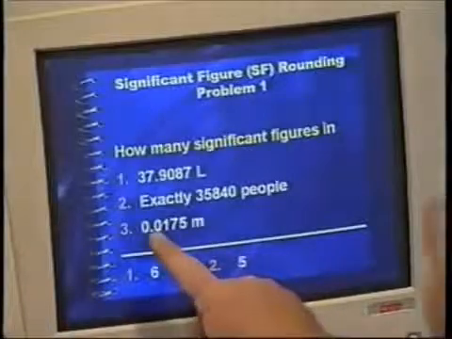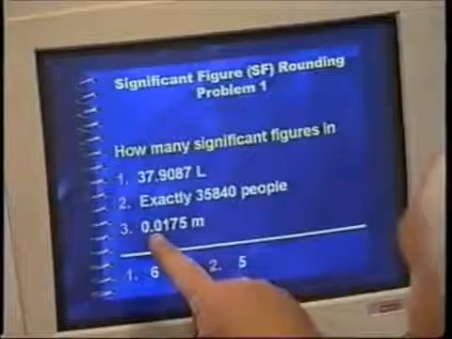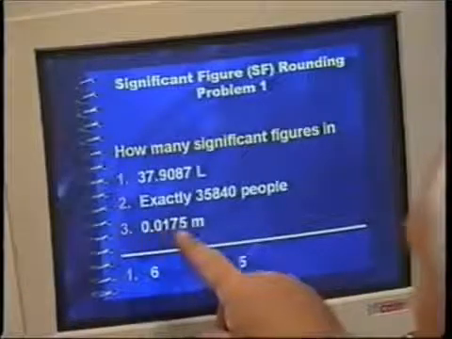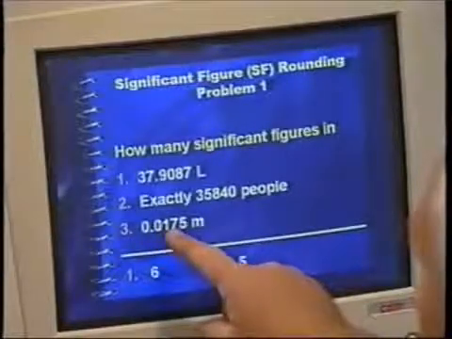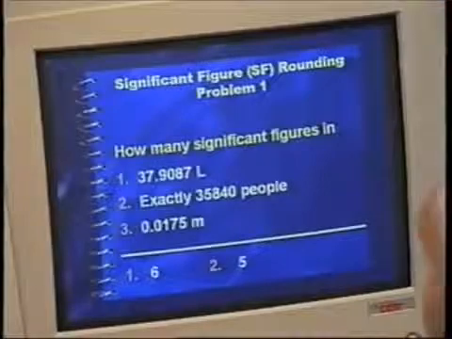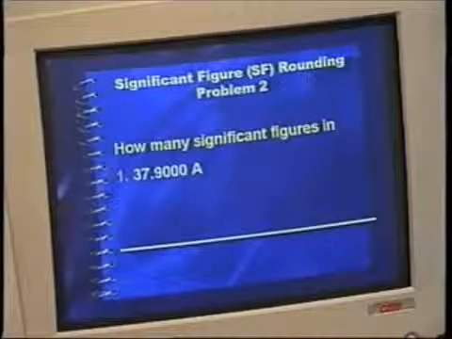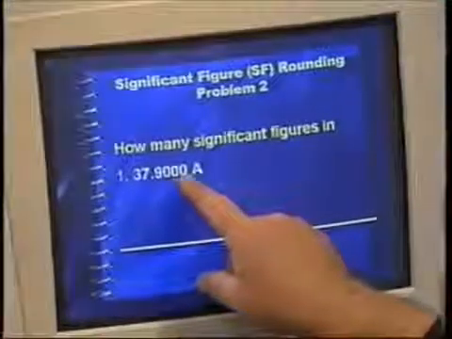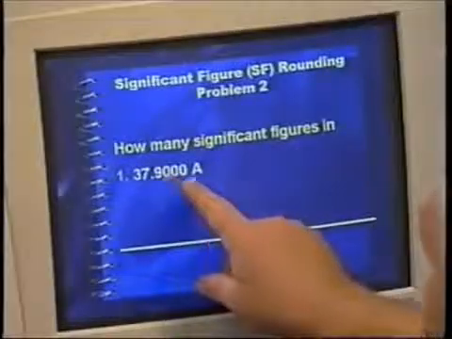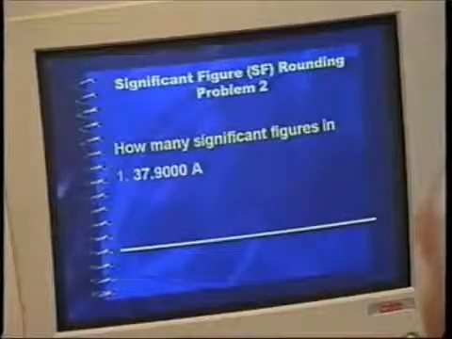In the next one, that decimal point there and those zeros, they are used to place the decimal point in position. They have nothing to do with the accuracy of the measurement, and so those zeros are not counted, and we actually end up with only 3 significant figures in that measurement. Very difficult topic, actually, significant figures. Let's have a look at another example. How many significant figures in 37.9000 amperes? Those zeros at the end indicate an accuracy, and they are counted, and there are 6 significant figures there.